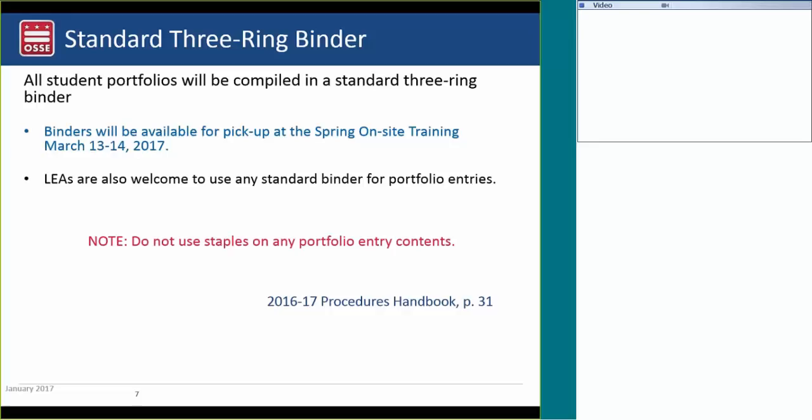I'd like to make a side note right now. Your procedures handbook is your very best friend as you are putting the technical aspects of the portfolio together and making sure they are all included. Don't ignore the procedures handbook. Everything is laid out in there if you have any questions.